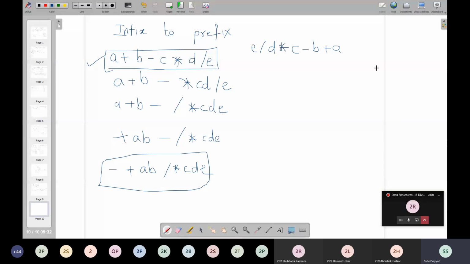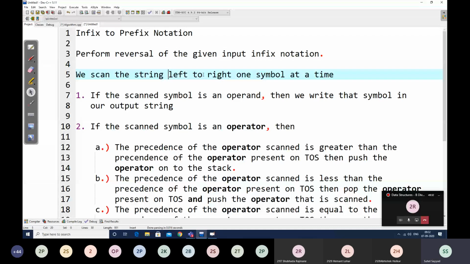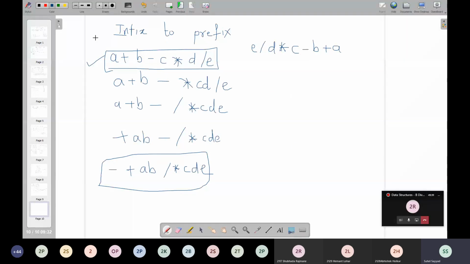Now after that, what will we do? We'll start scanning the string left to right. Which string will I scan now? The reversed string and not the original. Very important. Whatever algorithm I am applying now, I will apply on this reversed string, the one which I have marked in red color, not on my original given infix notation. The entire algorithm will now run on my reversed string.